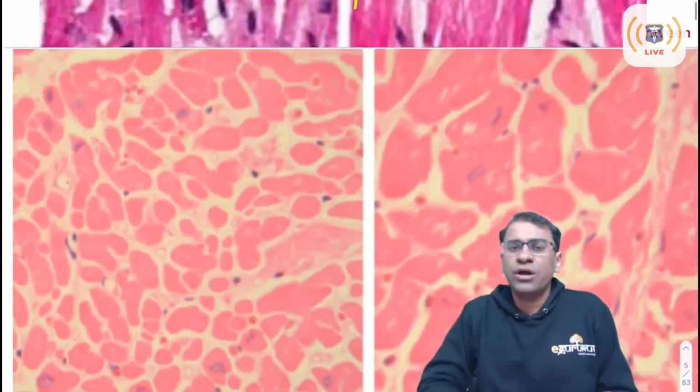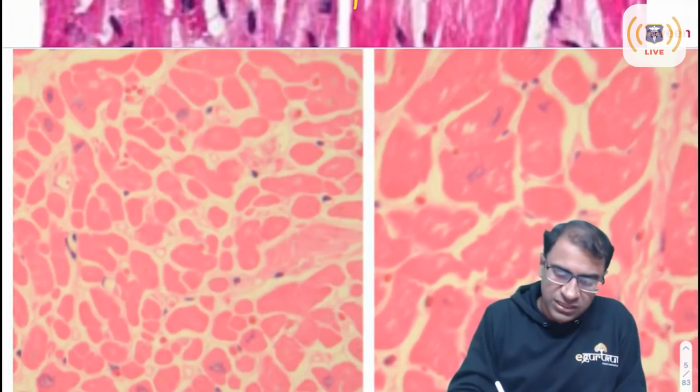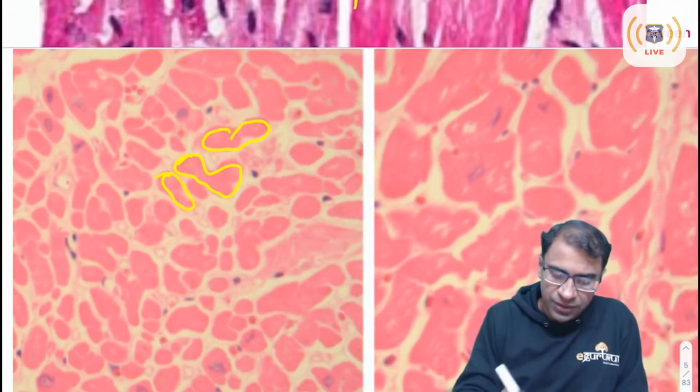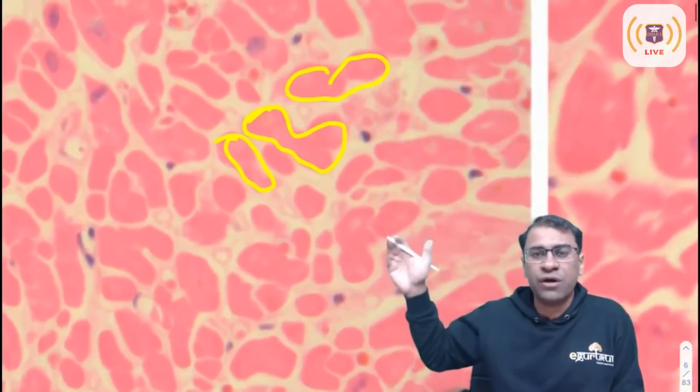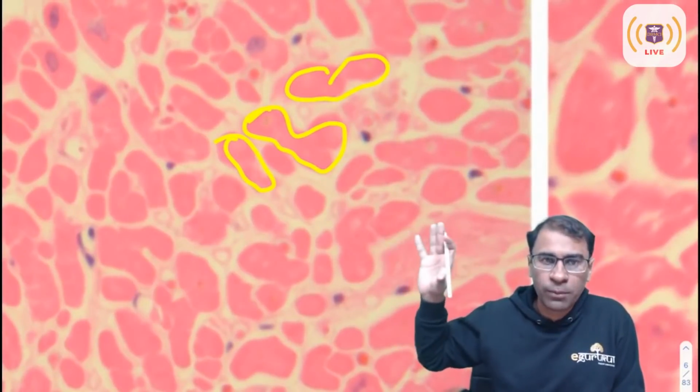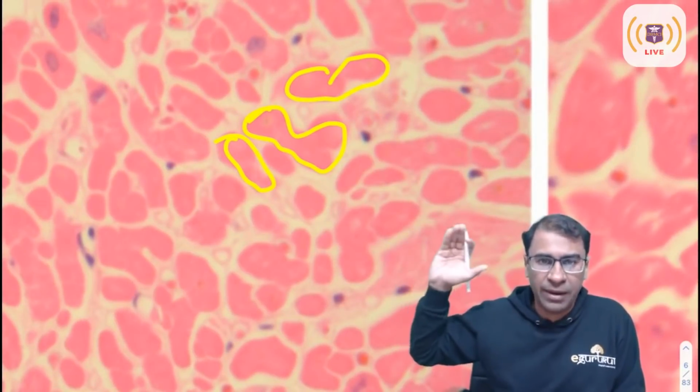This is the biopsy taken from the skeletal muscles. So these are the red fibers, the sarcolemmal fibers, and these are the normal. This is a normal biopsy of the skeletal muscles. Okay, it's a normal skeletal muscle biopsy.